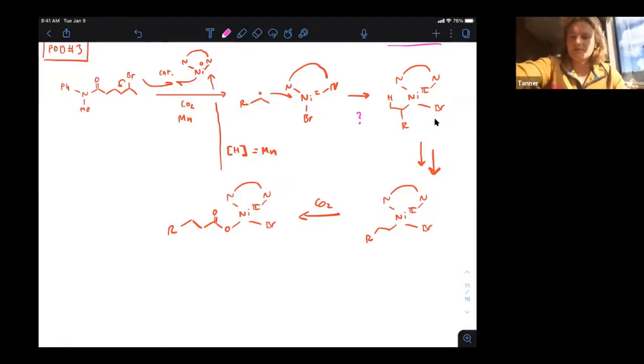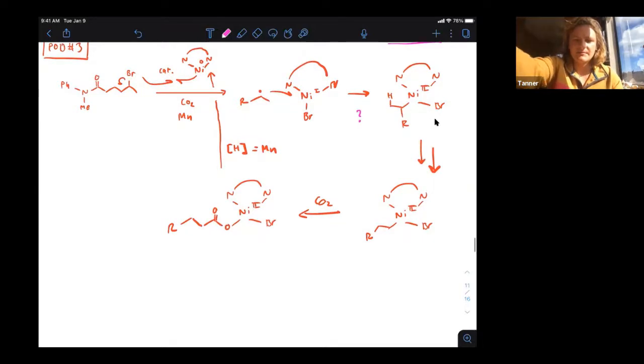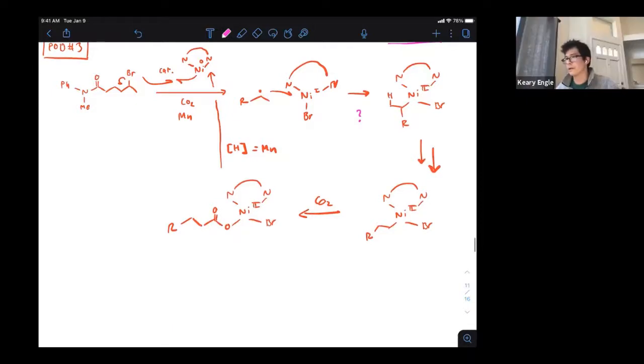Yeah, I think you can also reduce this intermediate to nickel 1 alkyl, which is what they propose in some of their papers. Right, yeah, so the timing, there are two single electron transfer reductions that need to happen. The timing of when they happen is subject of much debate in this area. And so I sort of glossed over some of those details, but yeah, thanks, Tanner.